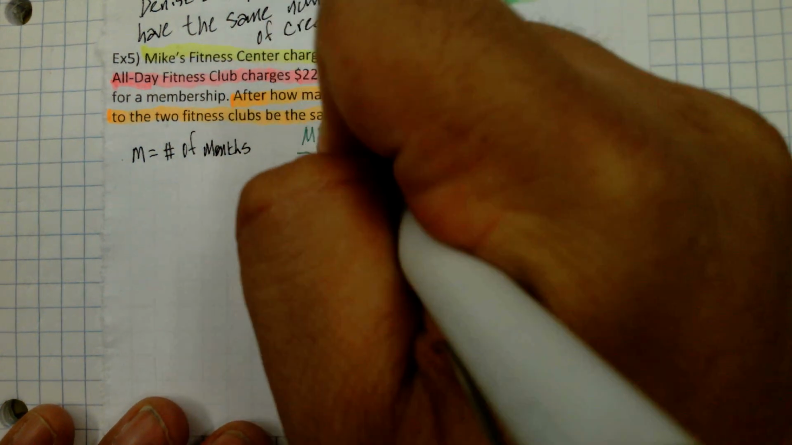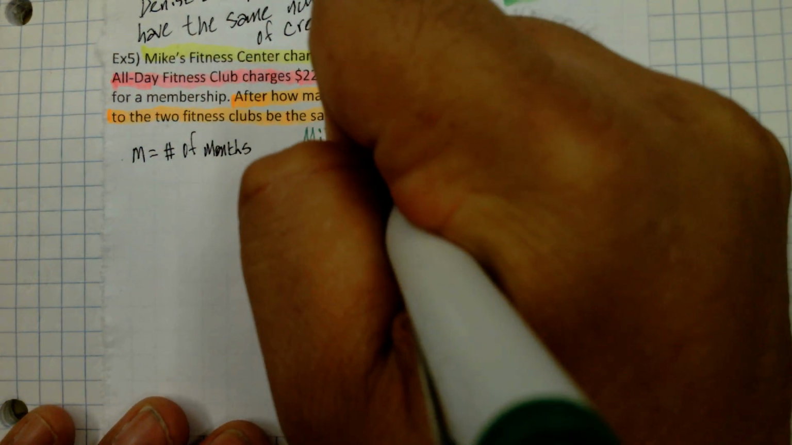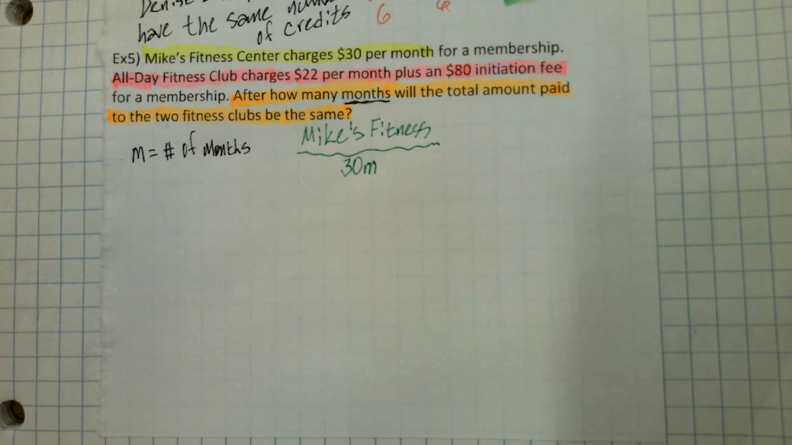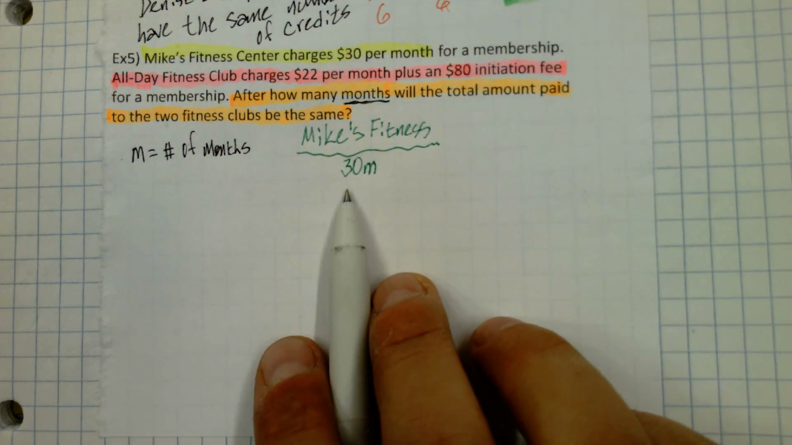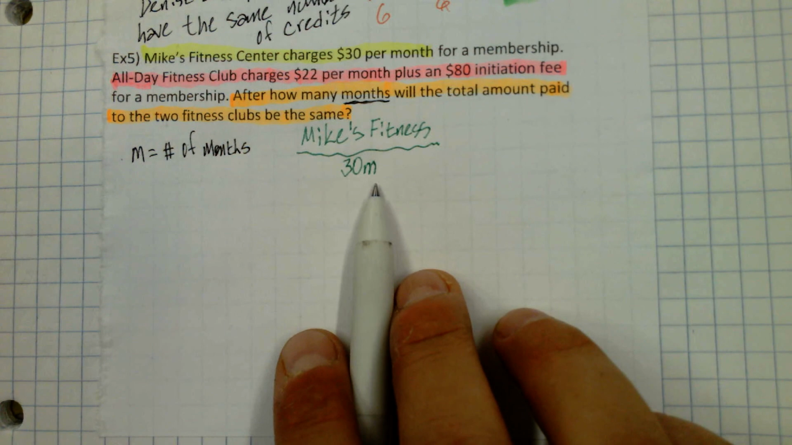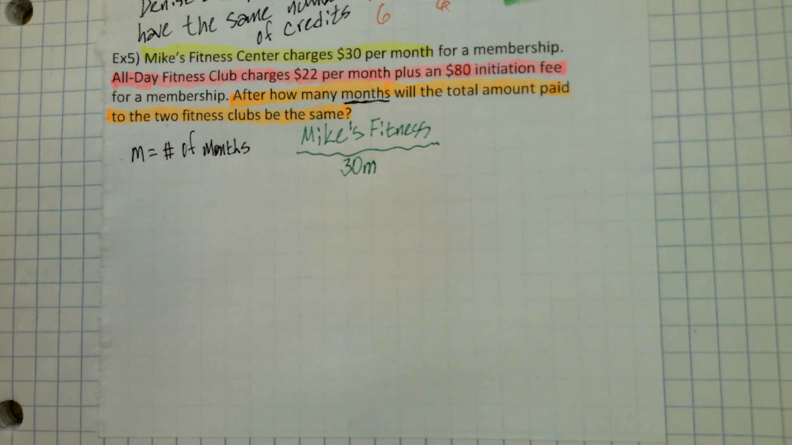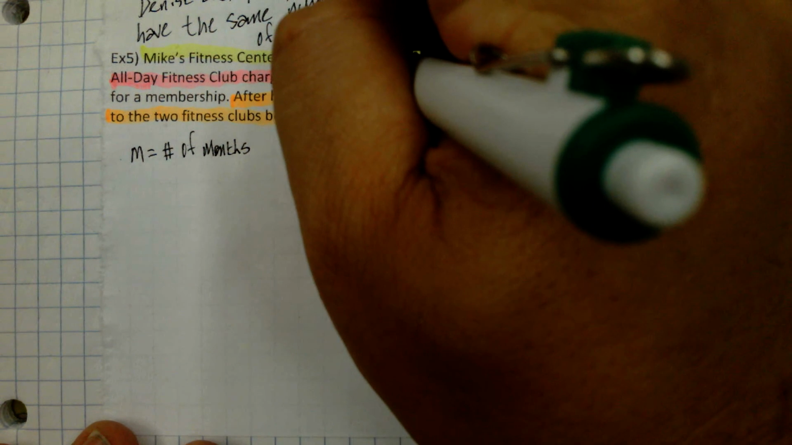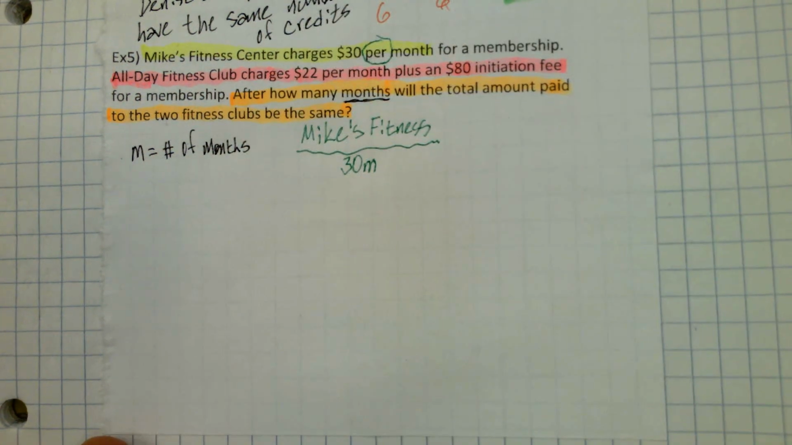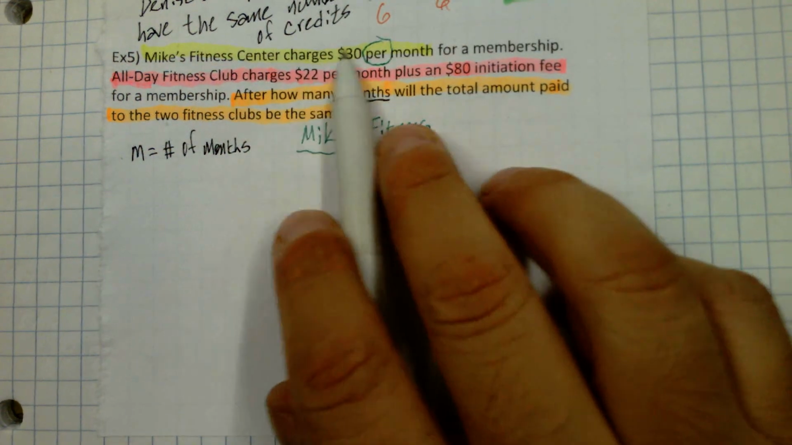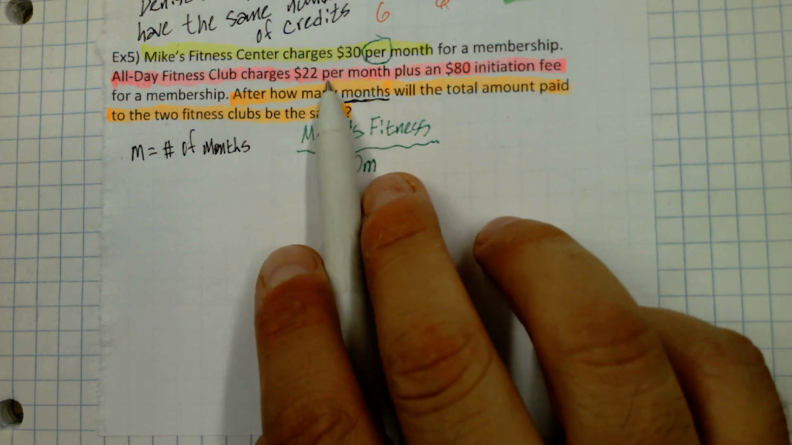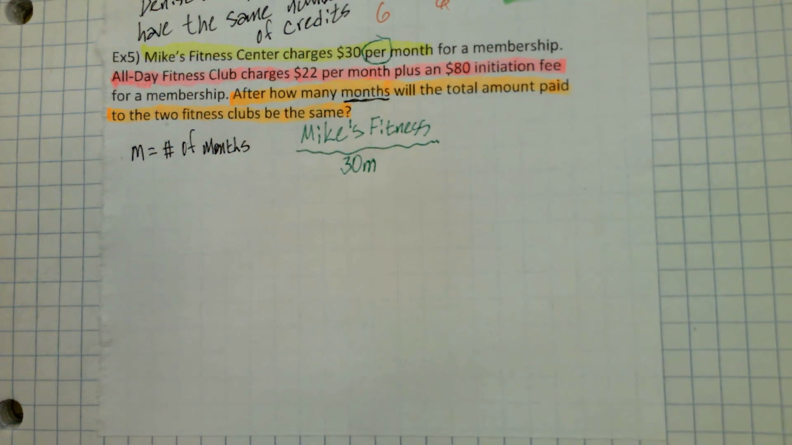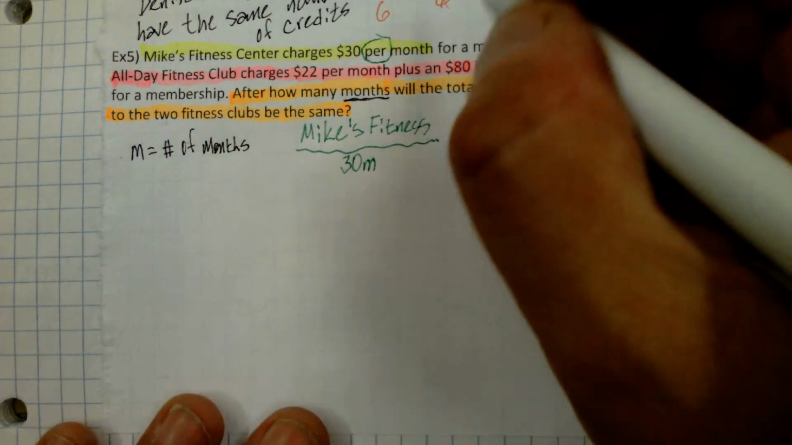What, $30? But it's every month though. Then put 1 month. No, I know 30 times 12. Well, we don't know if it's going to be 12 months. But we do know that if you multiply $30 times however many months, you would get how much they charge. Anytime that you see the word per, in this case per month, you want to multiply. They're telling you that's a rate. Like here, they're going to say $22 per month for All Day. Let's do All Day now.